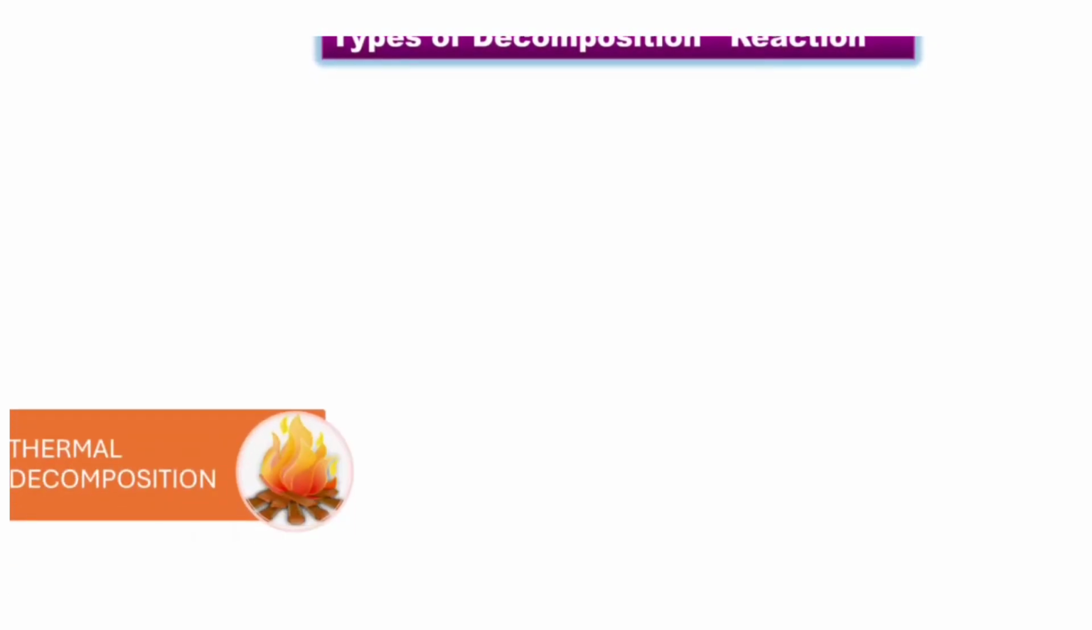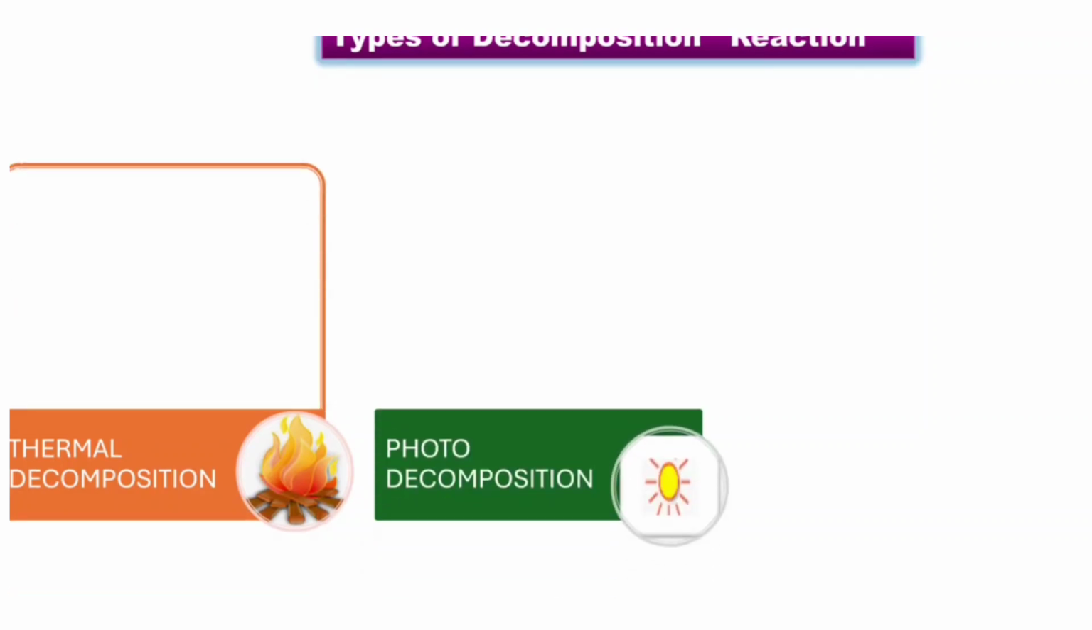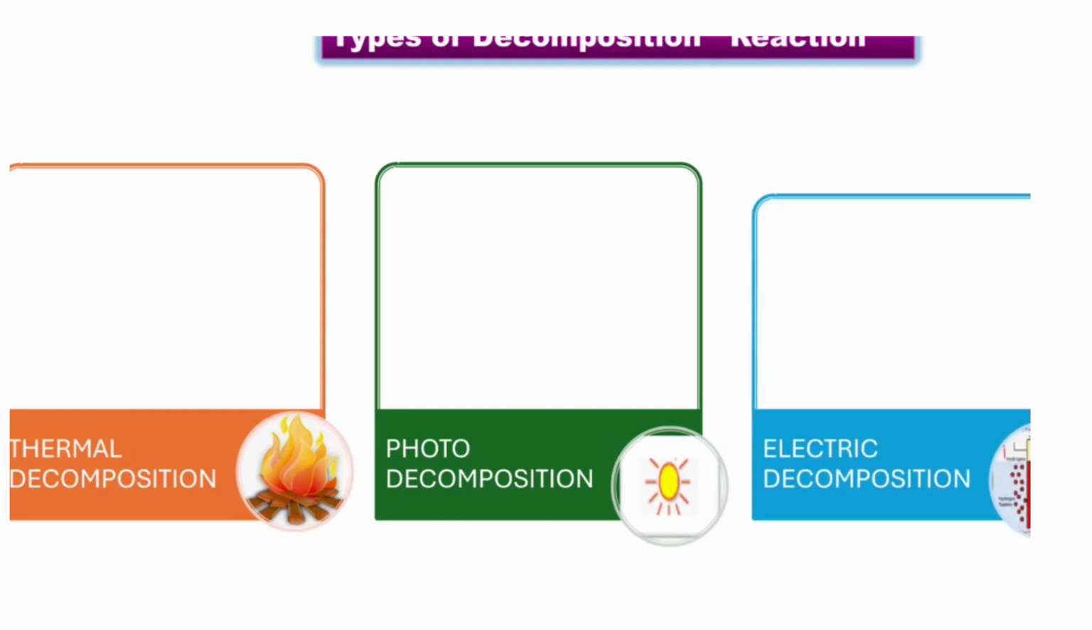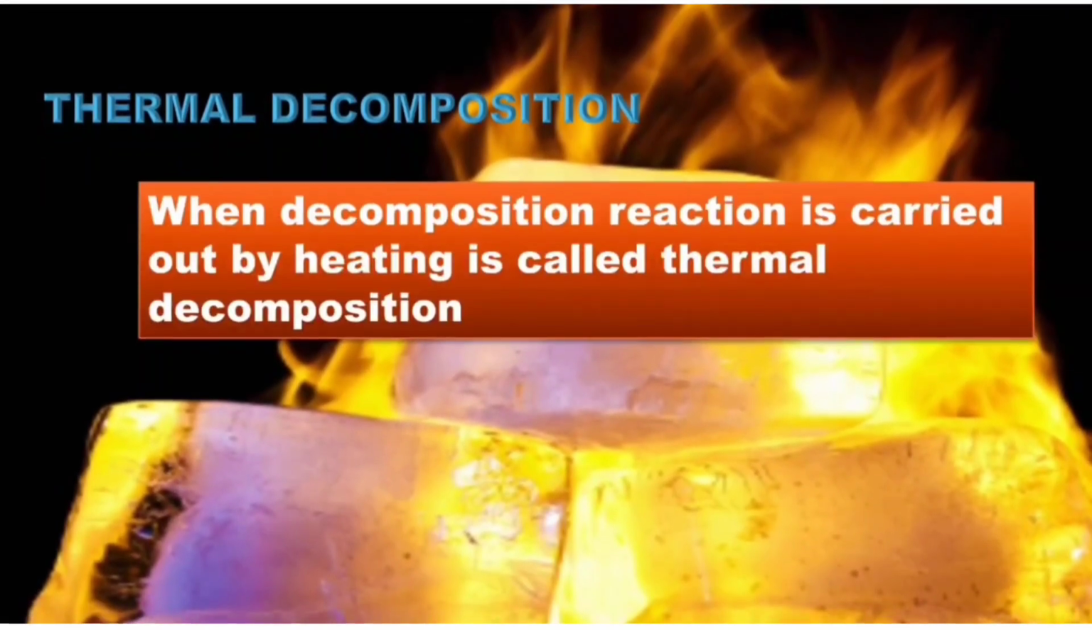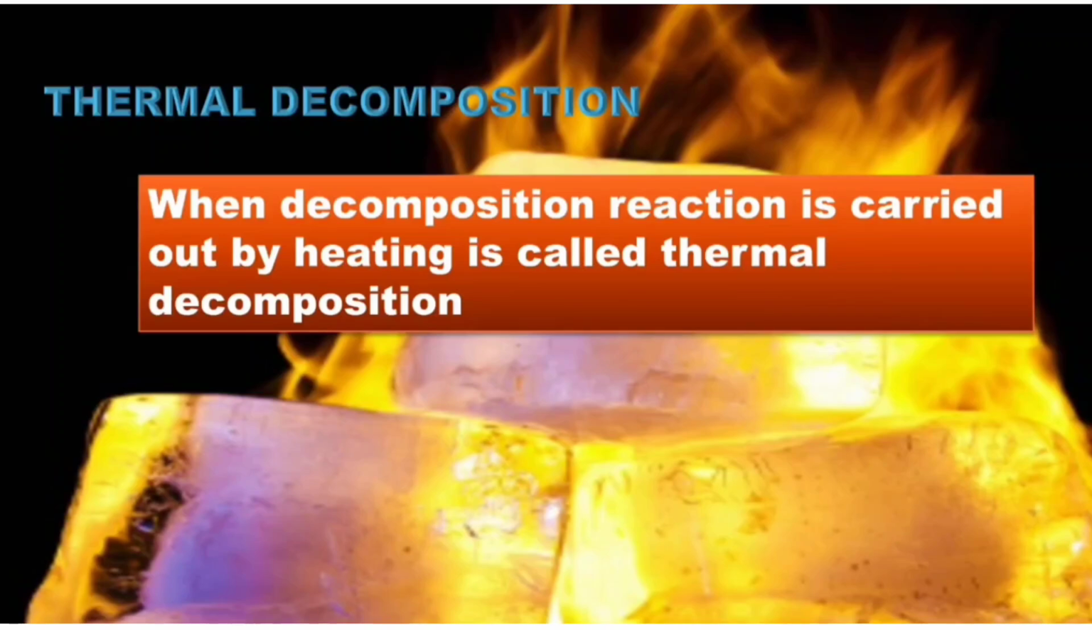Types of decomposition reaction. There are three types of decomposition reaction. First one is thermal decomposition reaction. Second one, photo decomposition reaction. And the last one is electric decomposition reaction. Thermal decomposition reaction: when decomposition reaction is carried out by heating, it is called thermal decomposition. So if the decomposition reaction is conducted in the presence of heat, that type of decomposition reaction is called thermal decomposition reaction.